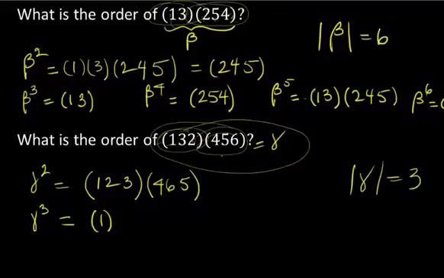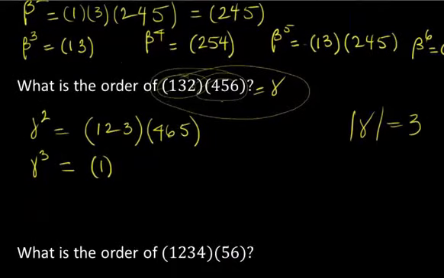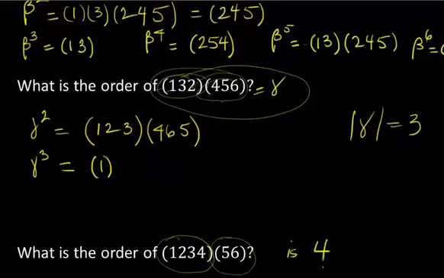So, can you guess what's going on here? What will be the order of the 4-cycle times the 2-cycle? They are disjoint. It's going to take 4 repetitions of this to make it disappear, and 2 repetitions of this to make it disappear. So 4 will be the order of this. If you call this sigma, you can check yourself, rho to the fourth is equal to the identity permutation.